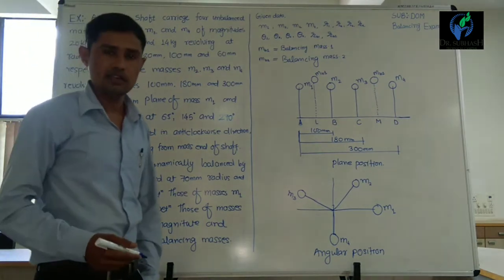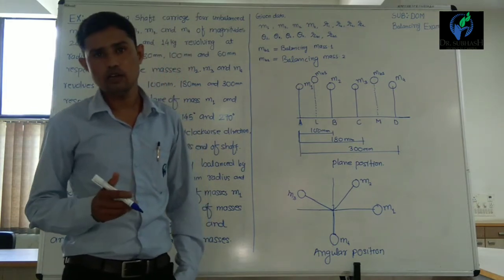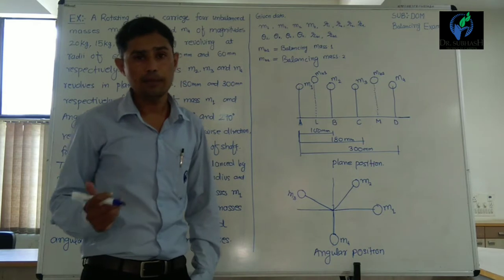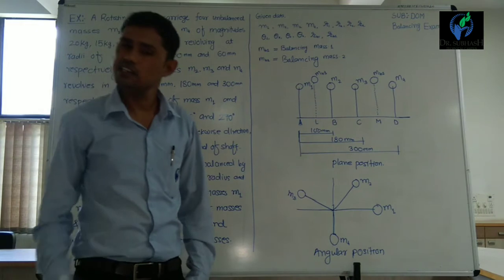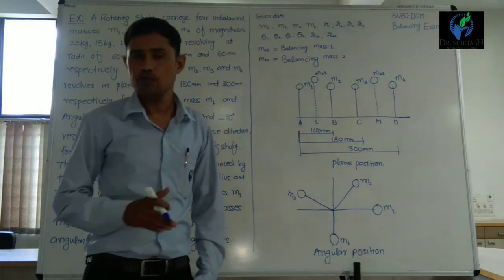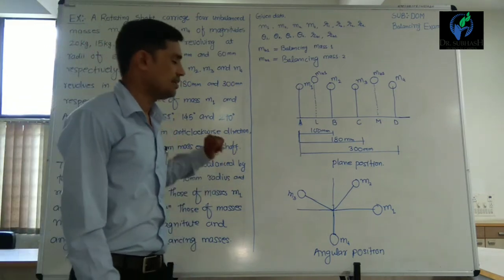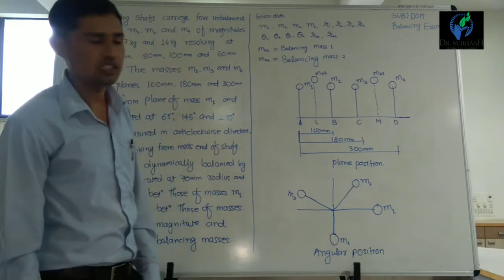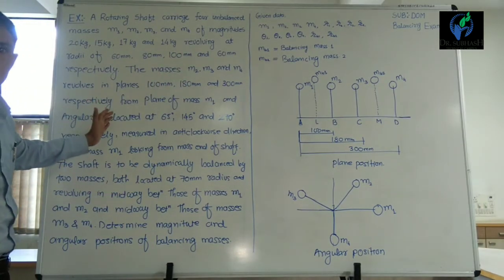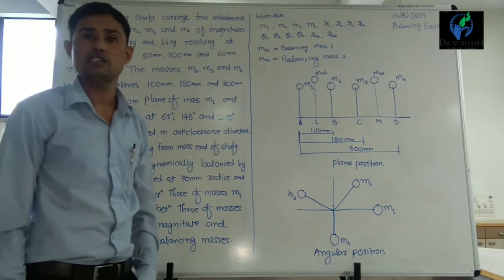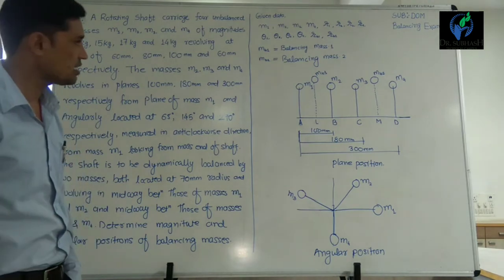The next step is to draw a force polygon, either a force polygon or a couple polygon, according to the demand. Similarly, in step 5 we also draw either a force polygon or a couple polygon according to our need. So in today's lecture we are going to solve one example based on balancing of rotating masses in different planes. Let us see one example.